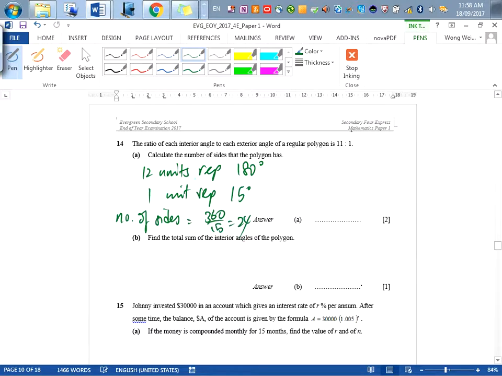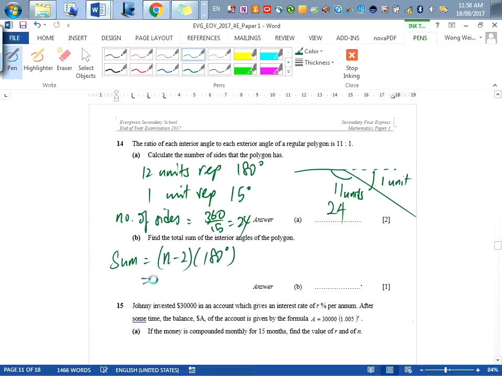What is this 12 units? Okay, so the angle looks like this. This is the interior angle. This will be 11 units. Then this is the exterior angle, 1 unit. So interior plus exterior, they add up to be 12 units. And adjacent angles on the straight line add up to be 180 degrees. Therefore, we get 24 sides. Find the total sum of the interior angles. Sum will be equal to (n minus 2) times 180. n is equal to 24, so 22 times 180, 3960.